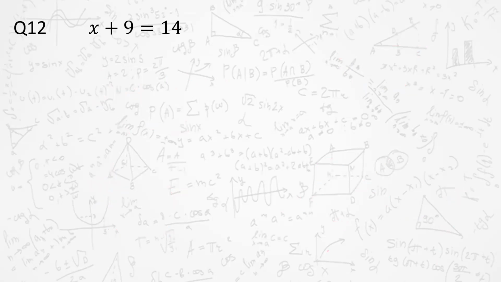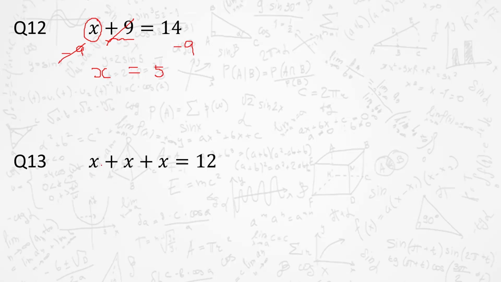Next slide, question 12. x plus 9 equals 14. So to get x on its own, we need to do the opposite. So minus 9 on both sides. They cancel out. x equals 14 minus 9, which is 5.